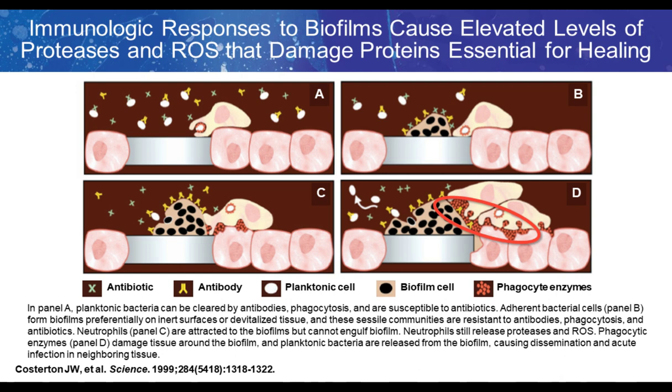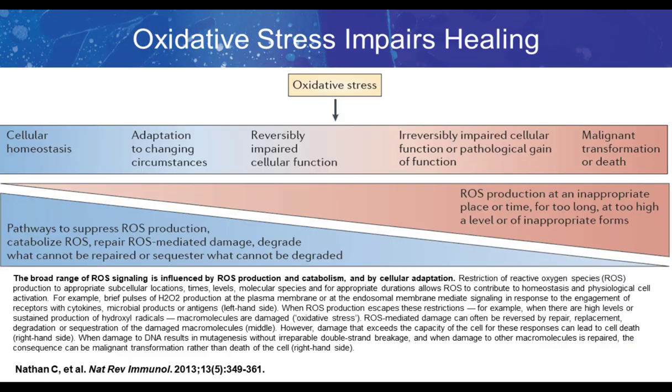So finally, in panel D, what you can see is that the inflammatory response is still extremely robust for those reasons we talked about before. So they still continue to release the phagocytic enzymes, especially the proteases and the reactive oxygen species. And it is those proteases and reactive oxygen species that, I'll show you, cause the damage to the proteins that are essential for healing, and the wound stops healing.